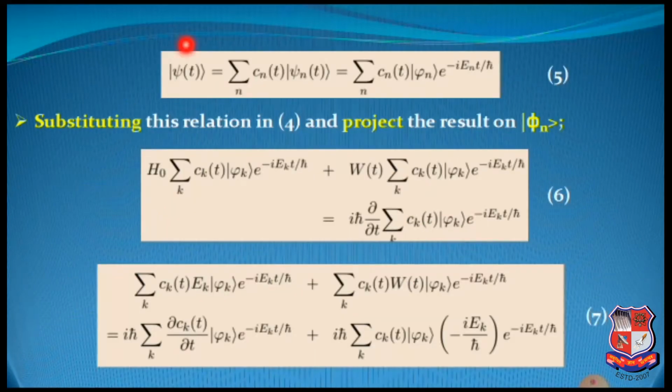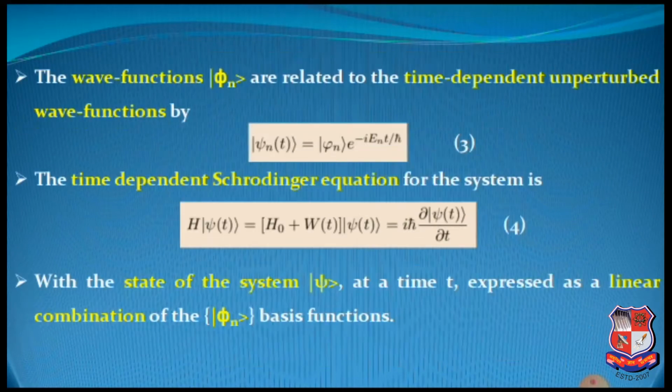So here you can see this psi t is now converted into the summation of Cn(t) psi n(t), that is summation over n of Cn(t). Instead of psi n(t) we are utilizing equation number 4, Cn(t) phi n e raised to minus i En t upon h cut. This is our equation number 5. Substituting this relation in equation number 4 and projecting the result on phi n. So what was equation number 4?